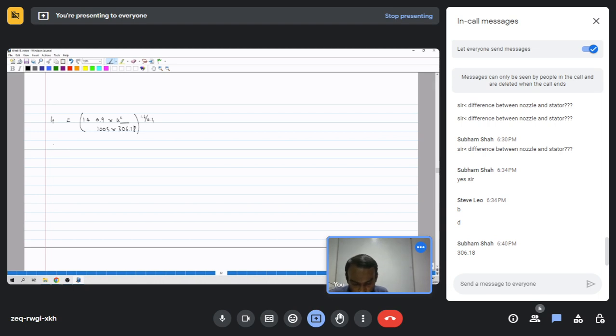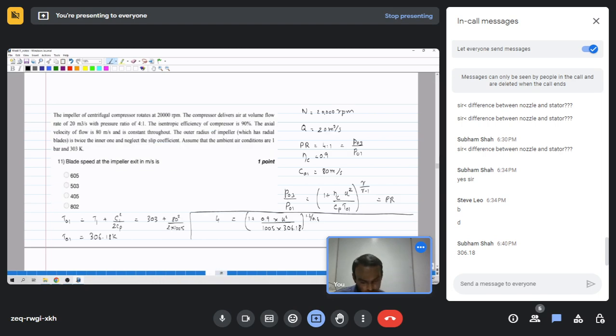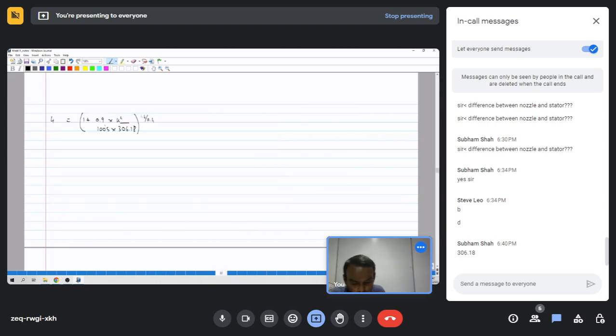So now I can write u square. So now I can write 1 plus 0.9 u square divided by 1005 into 306.18 is equal to 4 power 0.4 by 1.4. Now 0.9 u square by 1005 into 306.18 is equal to 4 power 0.4 by 1.4 minus 1.